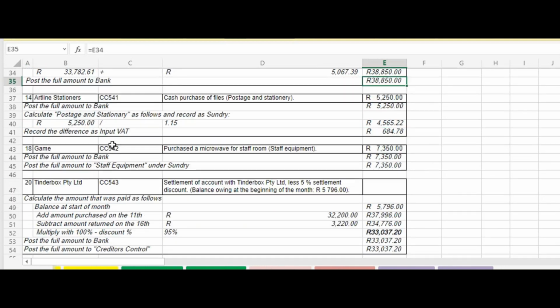Okay, in this case, we purchase cash files from airline stationers. It's quite a simple transaction. We post the full amount to the bank. We calculate postage and stationery because we don't have an account called files. They tell us that the account name is postage and stationery. So we calculate postage and stationery by dividing by 1.15, and then we simply record the difference as the VAT.